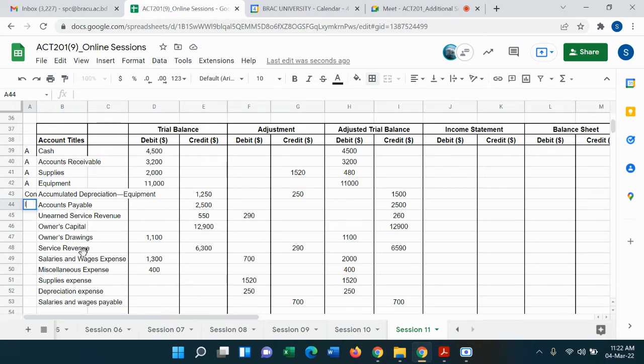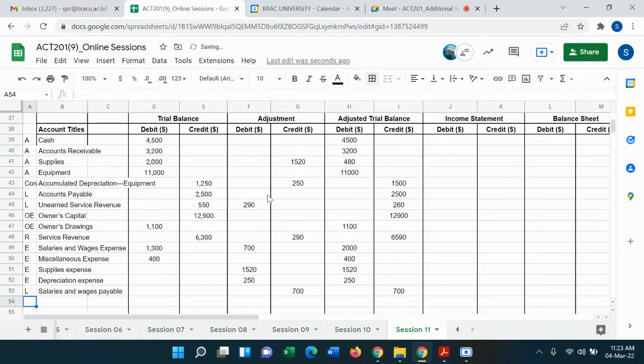Accounts payable, liability. Unearned service revenue, liability as well. Owner's capital, owner's equity. Owner's drawings is a part of owner's equity. Service revenue, revenue. Salaries and wages expense, expense. Miscellaneous expense, expense. What is miscellaneous? I already explained, I'll explain it again later. Supplies expense, depreciation expense, salaries and wages payable, liability.